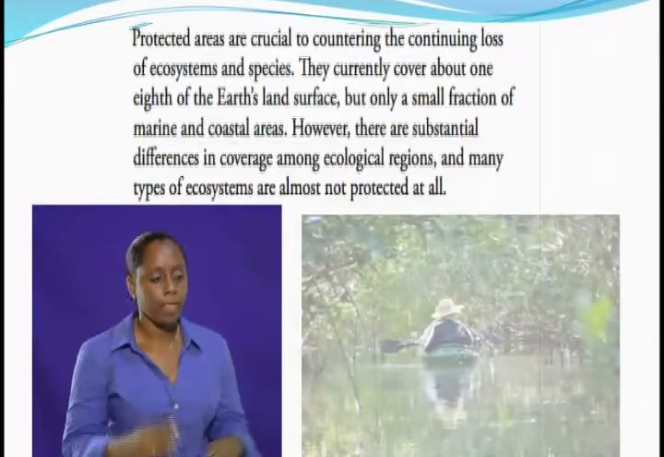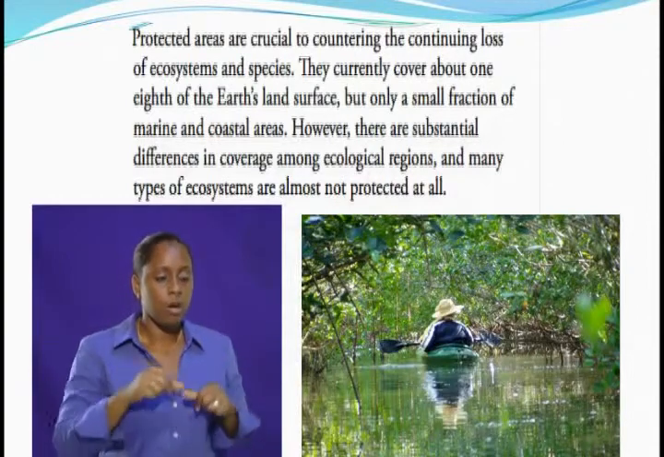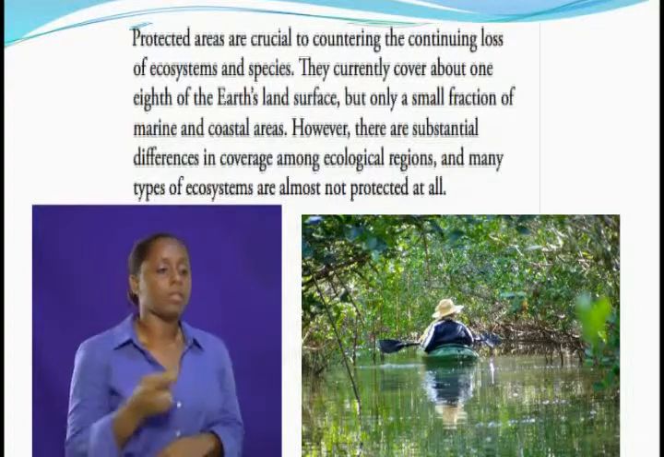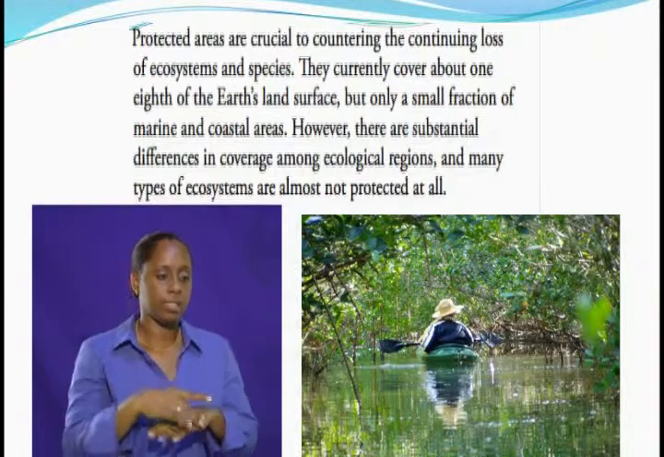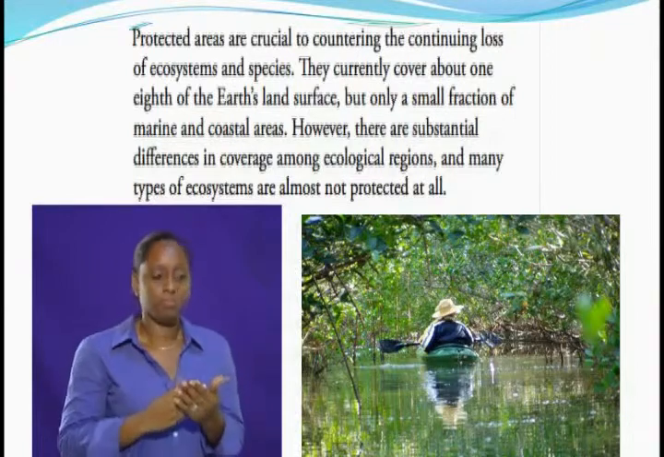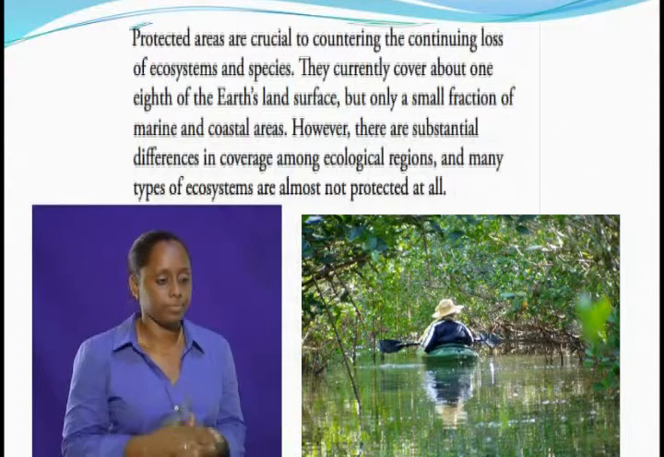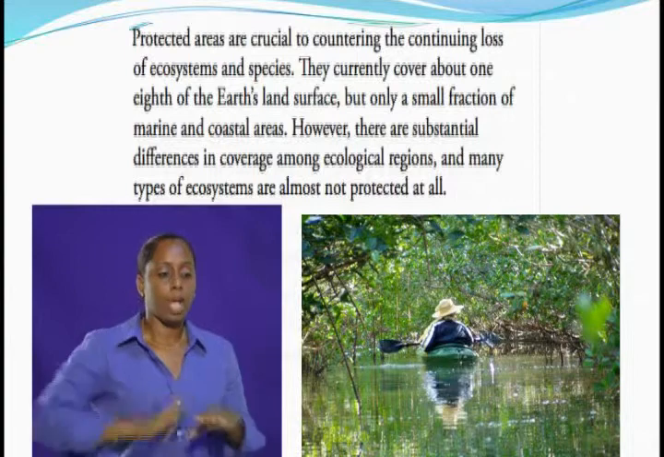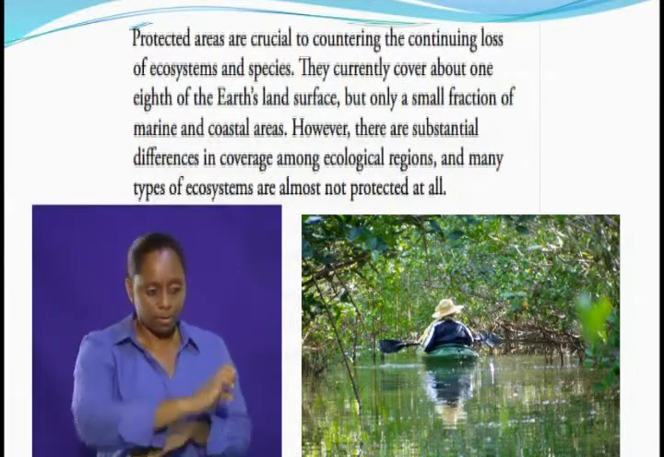Protected areas are crucial to countering the continuing loss of ecosystems and species. They currently cover about 1/8 of the Earth's land surface, but only a small fraction of marine and coastal areas. However, there are substantial differences in coverage among ecological regions, and many types of ecosystems are almost not protected at all.